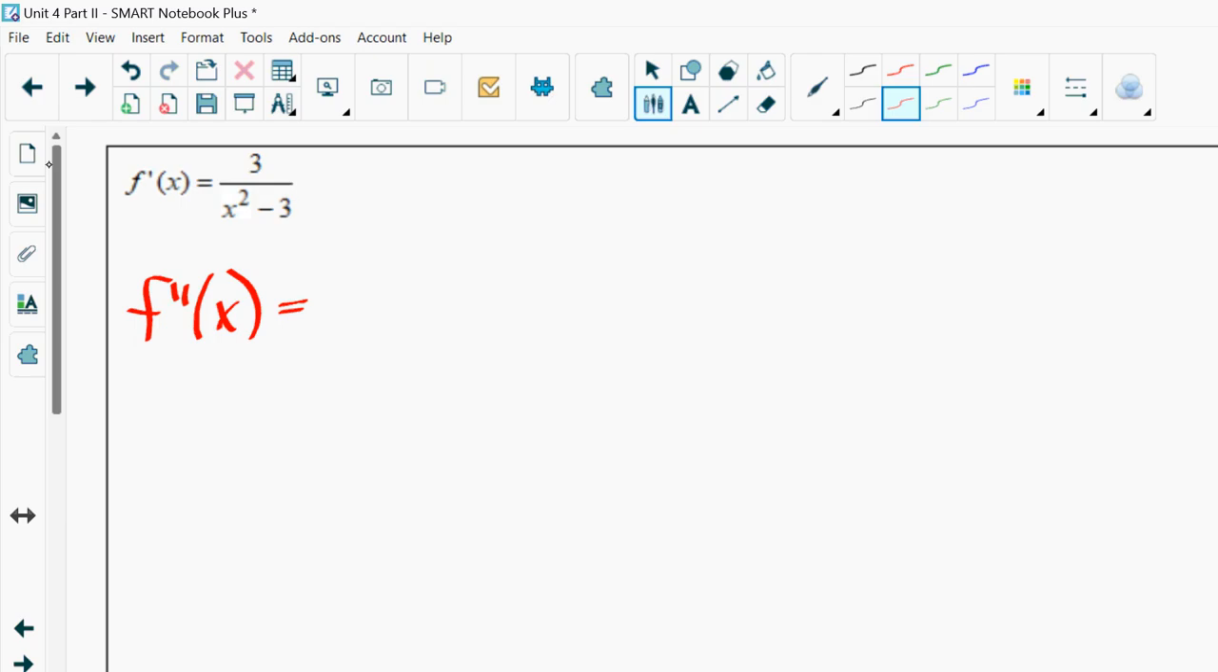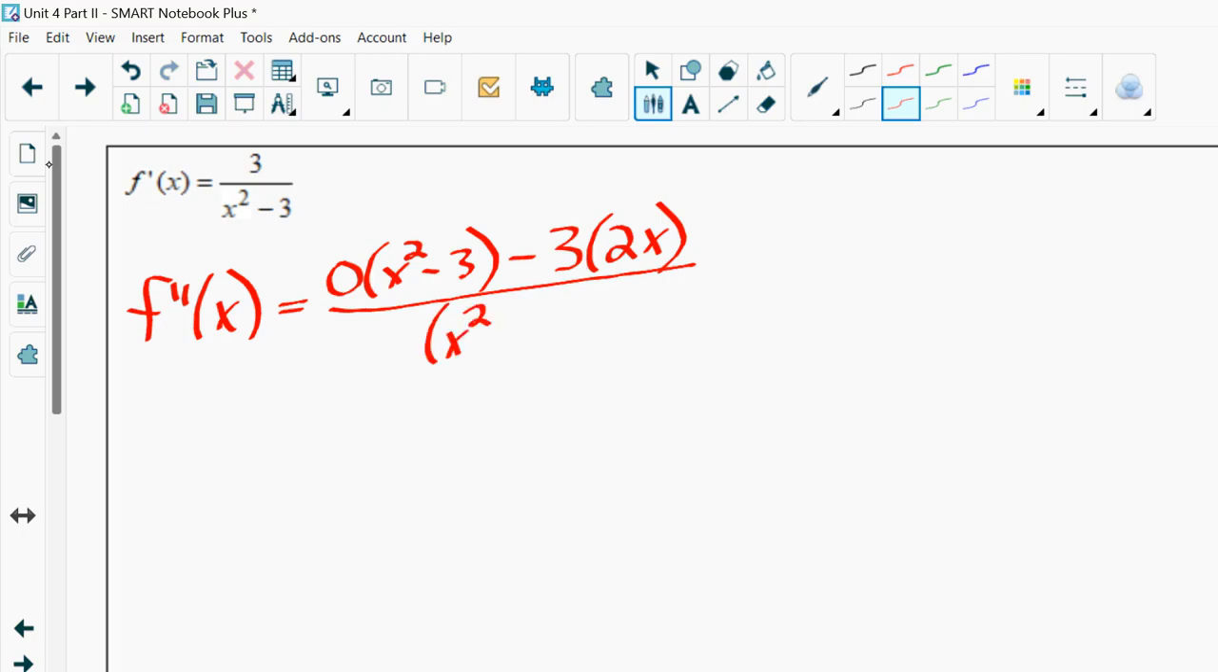So quotient rule is derivative of the top times the bottom. That's just a constant on the top, which is why I would just do the chain rule. But that would be 0 times x squared minus 3, which means that's just going to be 0. Minus, I'm going to leave the 3 alone, and the derivative of the bottom is 2x all over the denominator squared. So if I simplify that, I get negative 6x over x squared minus 3 squared.